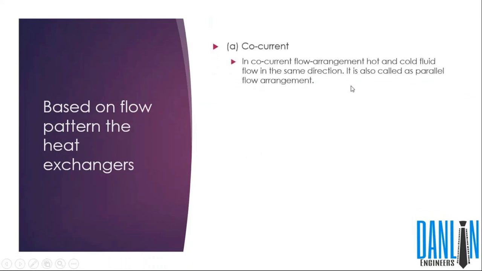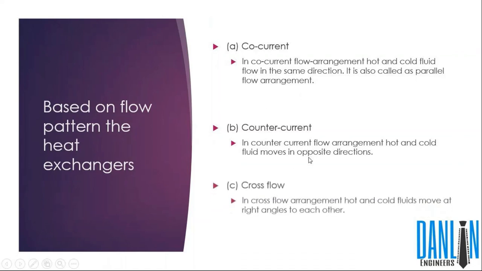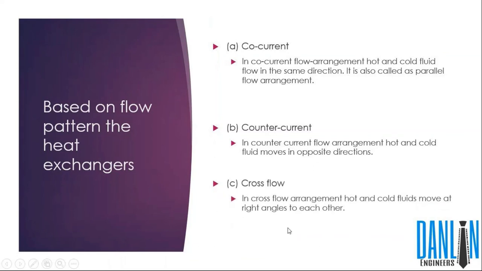So co-current flow arrangement: here hot and cold fluid flow in the same direction, which is called the parallel flow arrangement. Hot fluid and cold fluid flowing in the same direction means it's co-current. And counter current means the hot and cold flow in opposite directions. The hot fluid's inlet will be here, outlet there. For cold, the inlet will be there, outlet here. If the fluids move in opposite directions, that naming is counter current, and this is co-current. And then cross flow, if it makes a triangle, like a cross, that is another flow method, right?